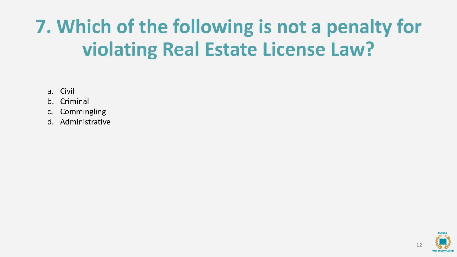Number 7, which of the following is not a penalty for violating real estate license law? Is it A, civil, B, criminal, C, commingling, or D, administrative?